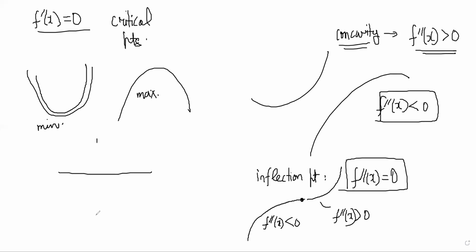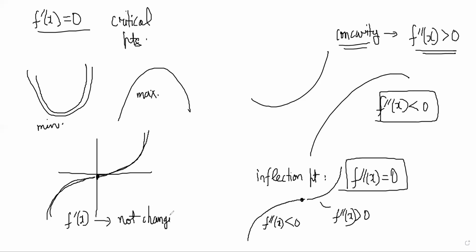The typical inflection point example is the y equal to x cube graph. If you notice, it is concave down here, concave up here. There is no maxima minima here. The first derivative is not changing sign. If the first derivative changes sign, then it is a maxima minima situation. Here the first derivative does not change sign; it remains increasing throughout.